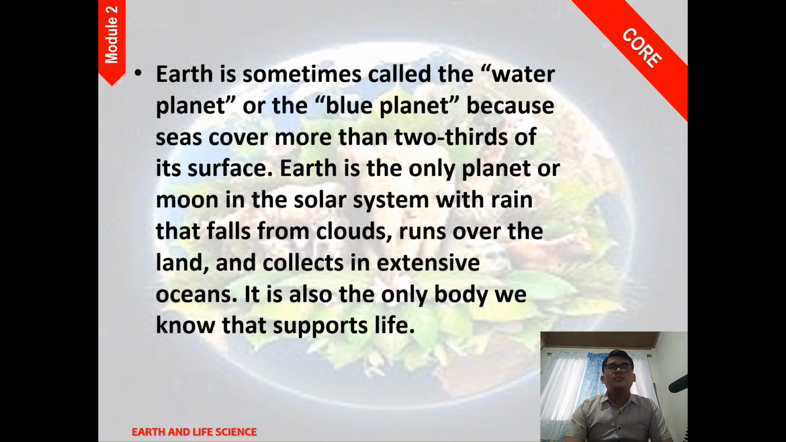Earth is sometimes called the water planet or the blue planet because seas cover more than 2/3 of its surface. Earth is the only planet or moon in the solar system with rain that falls from clouds, runs over the land, and collects in extensive oceans. Also the only body we know that supports life.